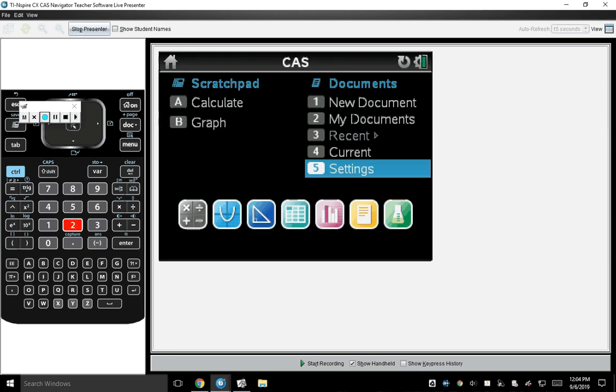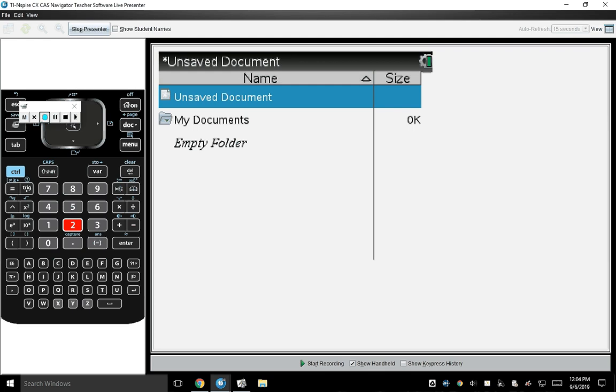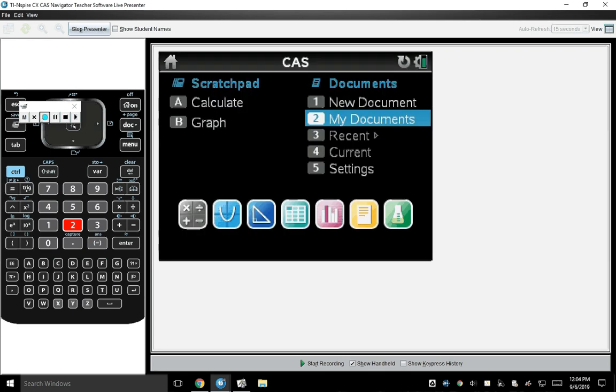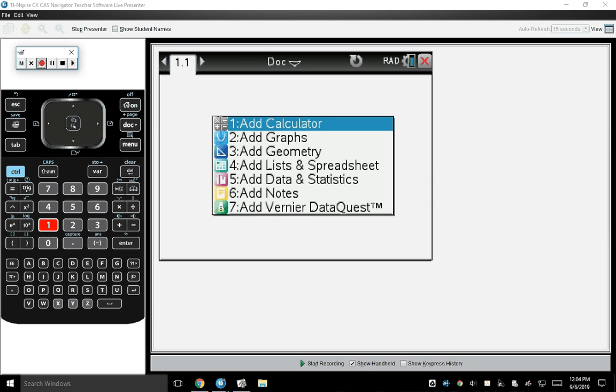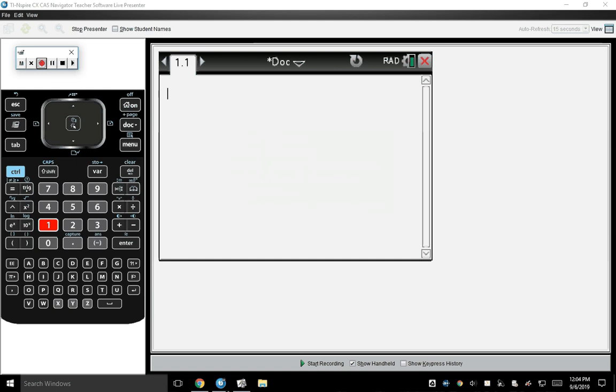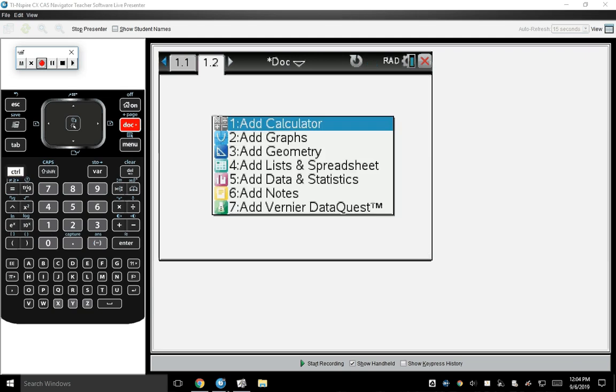First of all, home to menu C. Okay, just like always. From here, we are going to grab a new document. So press 1. And if you fall behind, just put your calculator down and sit there, look pretty, and watch, please. And then you can look at it later. And then press 1 again for adding a calculator page. In good habit, we will do Control Doc, and we're going to add, by pressing number 2, a graphing page.